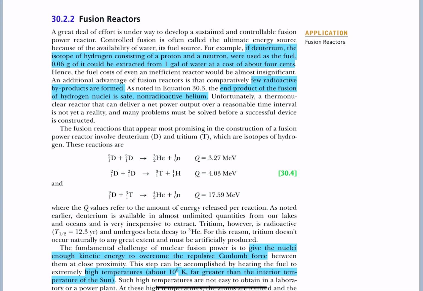So fusion reactors is where you're fusing small nuclei to make bigger ones. And if you look at this first thing that I've highlighted up here, for example, if deuterium, the isotope of hydrogen, consisting of a proton and a neutron, were used as the fuel, it would take 0.06 of a gram. We could extract it from 1 gallon of water, and it cost 4 cents. That is pretty cheap to do the extraction process.